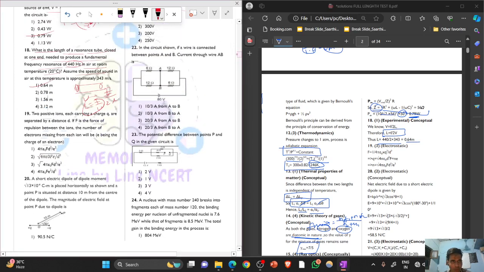It is telling that two positive ions, each carrying the charge q, are separated by a distance d. If F is the force of repulsion between the ions, find the number of electrons missing from each ion. You just need to calculate that force.